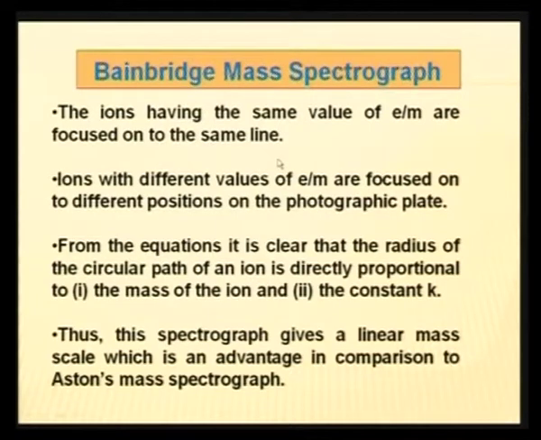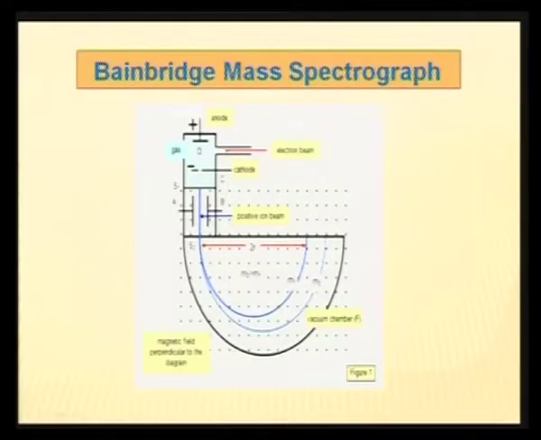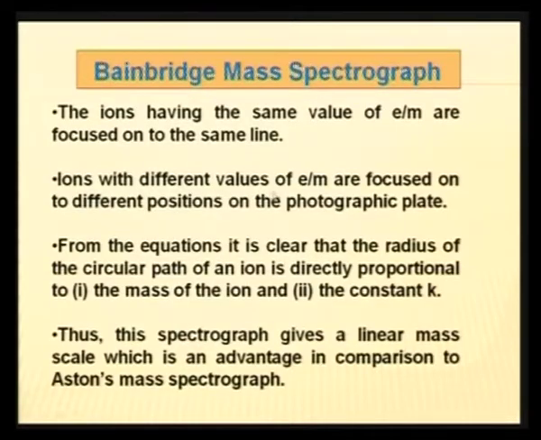So all ions having the same mass will follow a particular parabola and fall at a particular point. M1 will fall here, M2 will fall here. This is what I am trying to tell you now. Ions with different values of e by m are focused on different positions on the photographic plate, obviously. Ions with different values of e by m will fall at different points on the photographic plate.